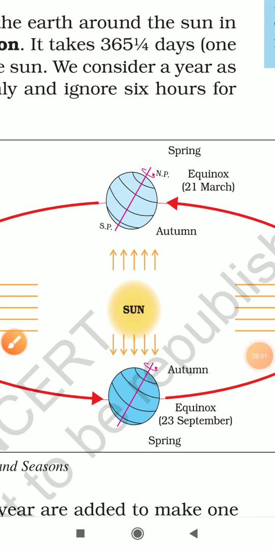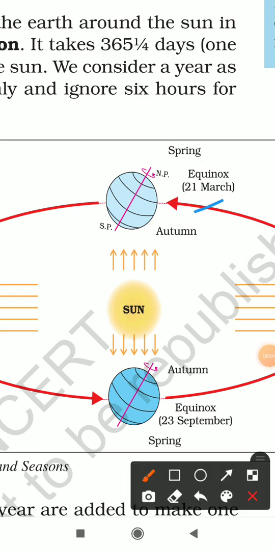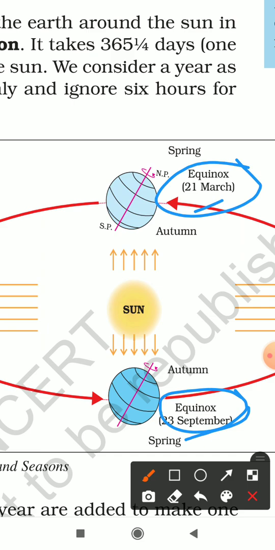Now, on 21st March and 23rd September, the direct rays of the sun are falling on the equator. At this position of the Earth, neither of the poles is tilted towards the sun. So, the whole Earth experiences equal days and equal nights. This is called equinox. So, we have two equinoxes, or two dates on which the days and nights are of equal length. The first one is on 21st March and the second is on 23rd September.